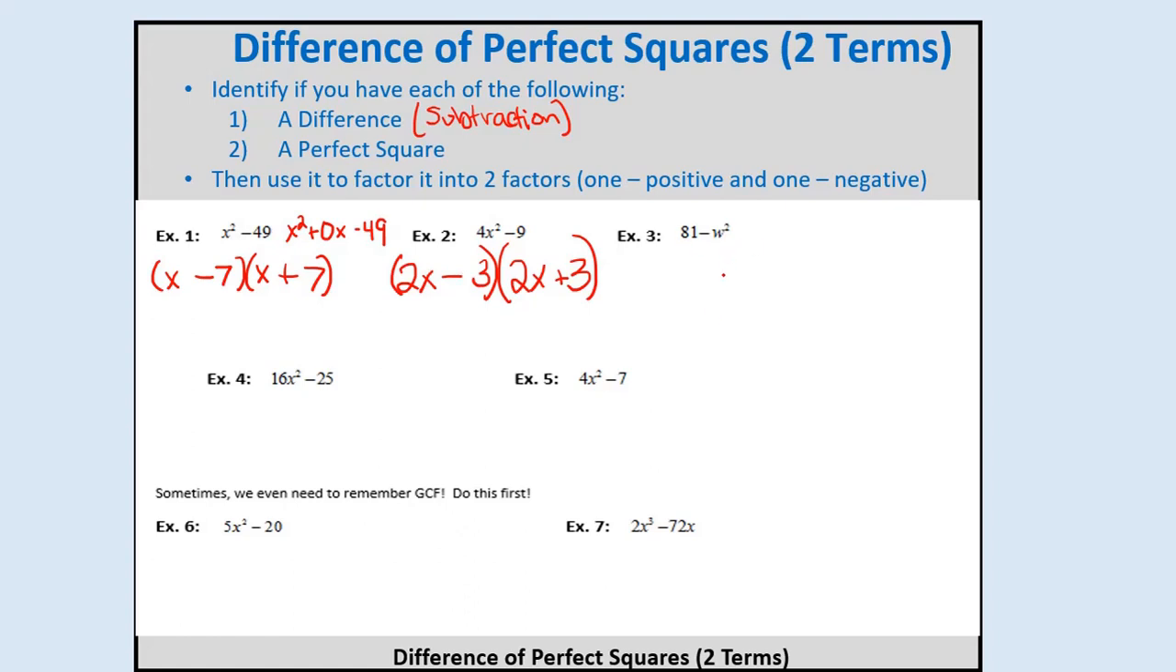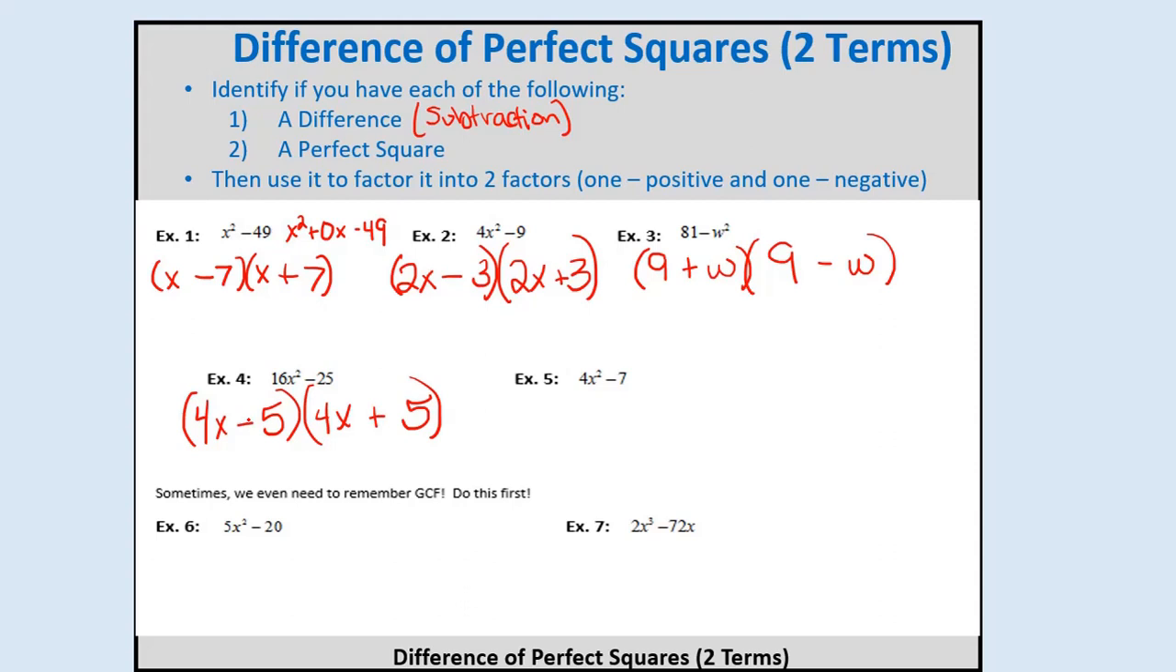Same thing here. Yes, it's been flipped, but the same idea. 81 would be a 9 and a 9. And then a w squared would be a positive w and a negative w. 16x squared minus 25, same idea. So 2 things, exactly the same thing that makes 16x squared. That would be a 4x and a 4x. And then a 25 is a 5 and a 5, positive, negative.